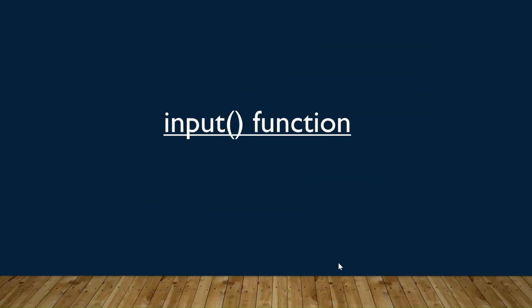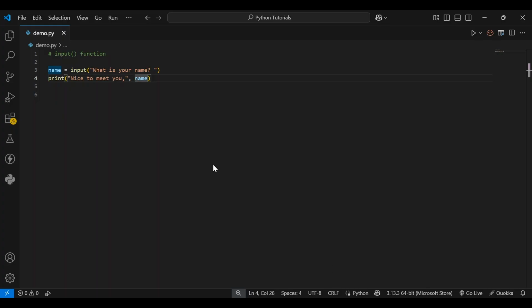Next, let's talk about the input function with an example. The input function in Python is used to take input from the user during the execution of the program. It pauses the program, displays a prompt, and waits for the user to type something. Once the user types and presses enter, the input is returned as a string. And here in this case, the value will be returned and stored in the name variable, and then we are trying to print it. Let's try to run it and verify the output.